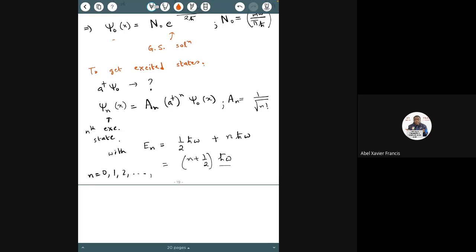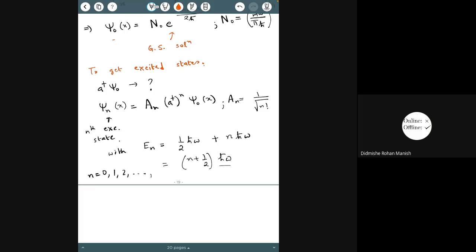So afterwards we learn a little more about the algebra of A and A dagger, because that is very useful even for later studies if you go further in quantum mechanics. So there's a lot of interesting algebra that you can do with A and A dagger. So that is the next thing we'll do on Thursday. So I'll stop here for now.